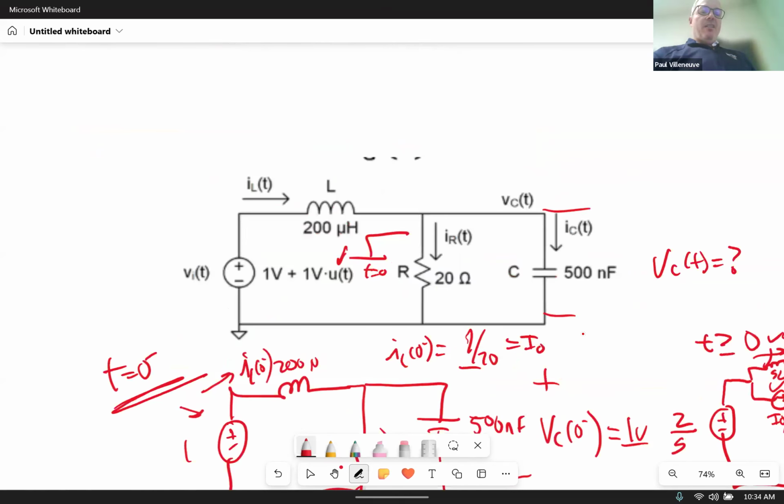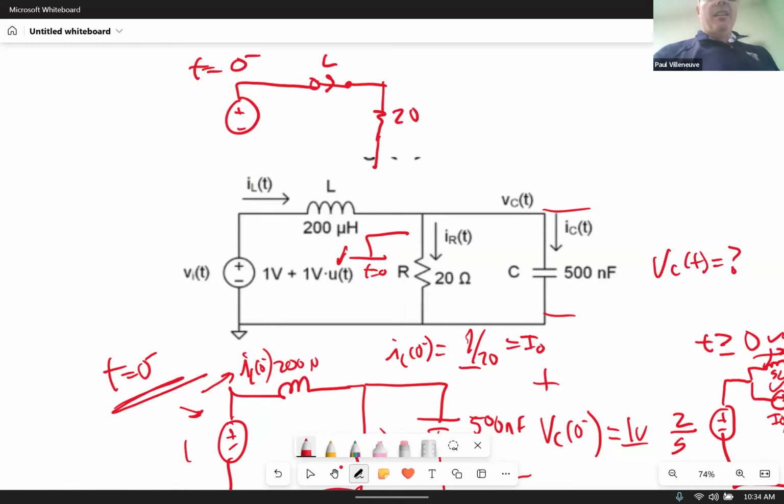If this step here was too complicated, the t equals 0 minus, then my suggestion would be redraw the circuit with your components in steady state, right? So that is a short circuit now. Because a few of you had a hard time seeing where I got the IL equal to 1/20 or the VC equal to 1, right?